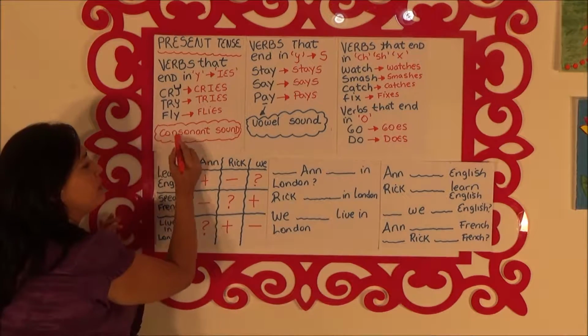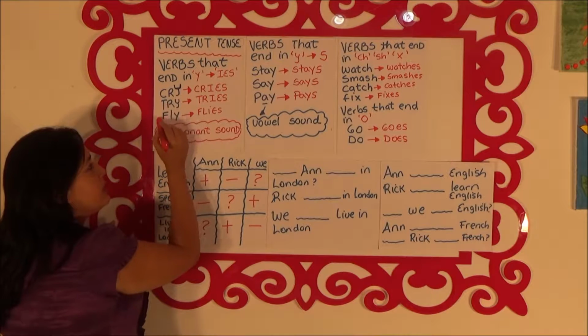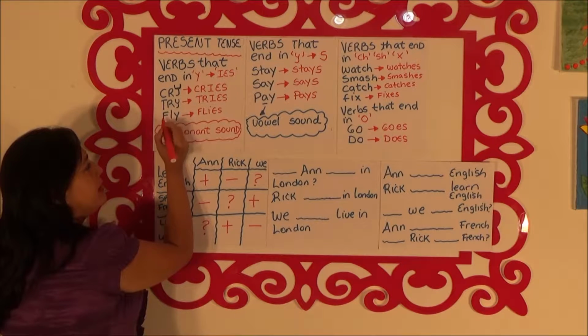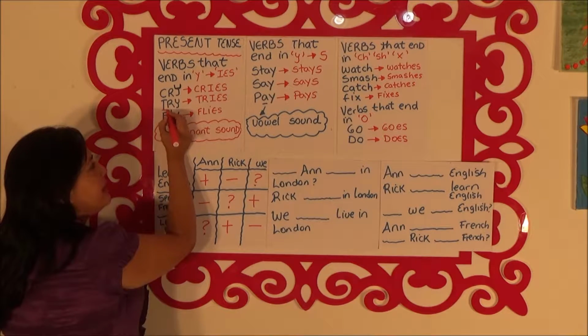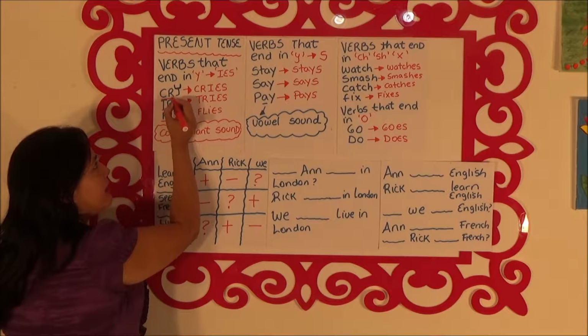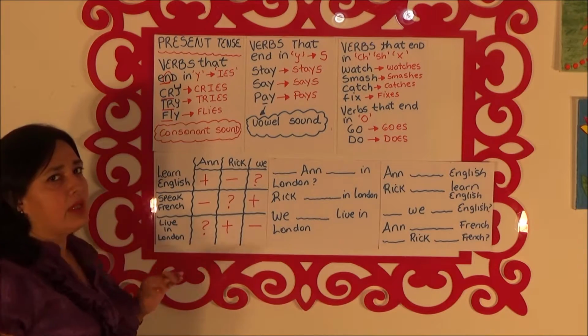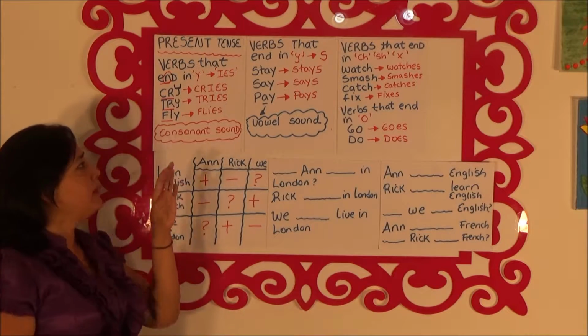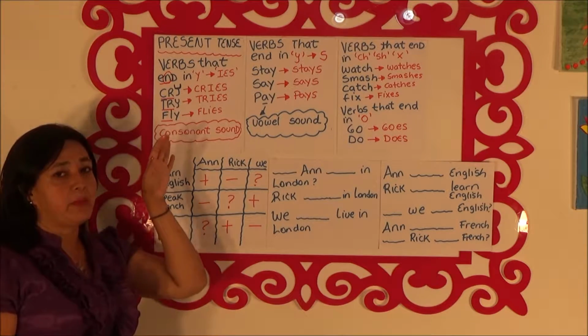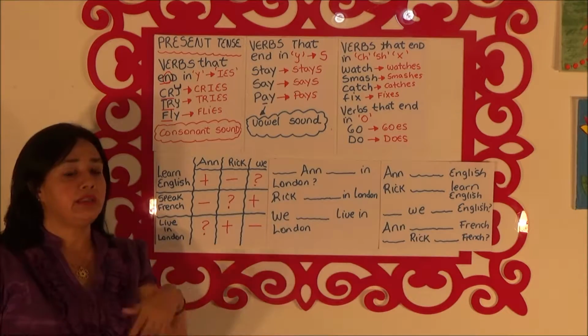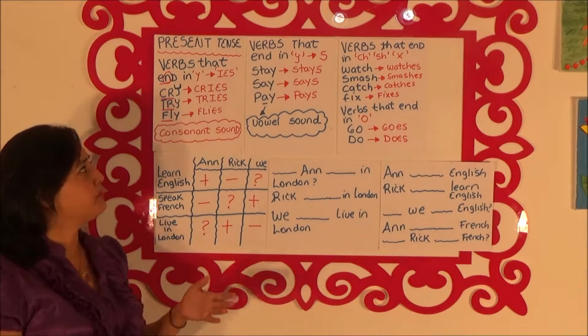Because they have the consonant sound. The consonant sound is here: FL, TR, CR. There is a consonant sound before the letter Y. By the way, the letter Y is also a consonant in English.